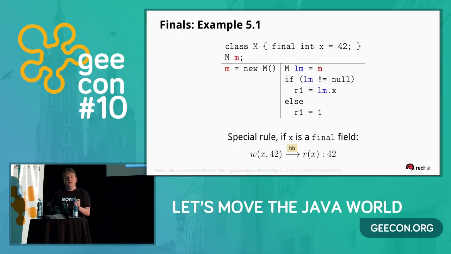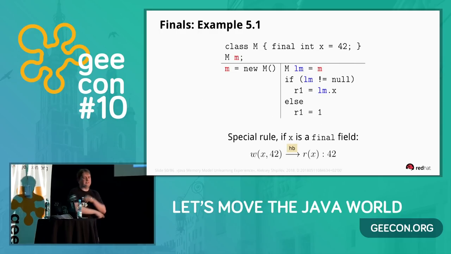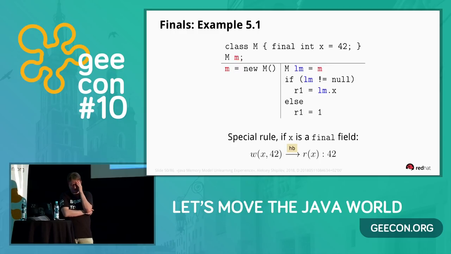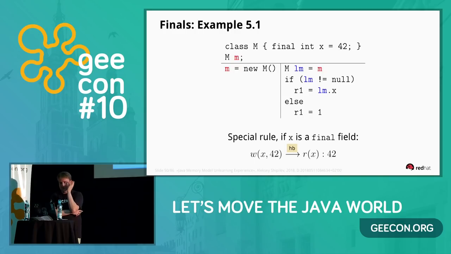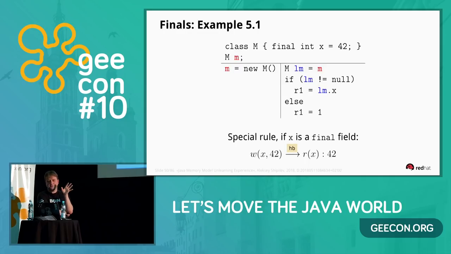And it comes from a very special JMM rule, which basically says that the writes to the final fields happen before reads of the final fields, assuming you have some prerequisite set there, and we will talk about them. And the derivation from that rule is really, really complicated. Let's not think about that, because it will get confusing very quickly.